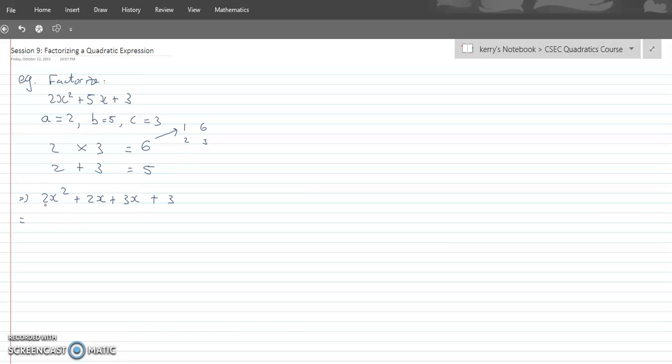So from these first 2 terms, I could withdraw my 2x. 2x squared divided by 2x is x. 2x divided by 2x is 1. And then from these 2 terms now, we could factorize 3. 3x divided by 3 is x, plus 3 divided by 3 is 1. And now lastly, we have this x plus 1 in common. So when I pull out those common terms, you end up with just the 2x plus 3 inside there.